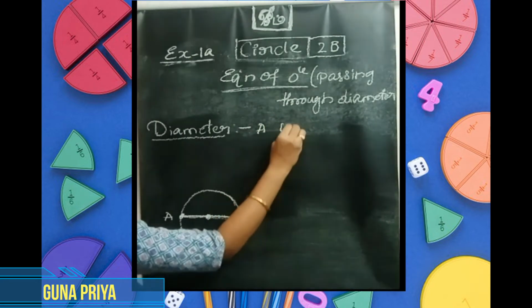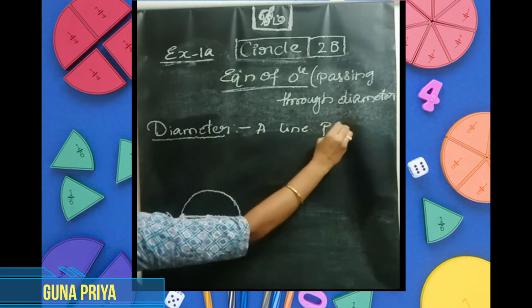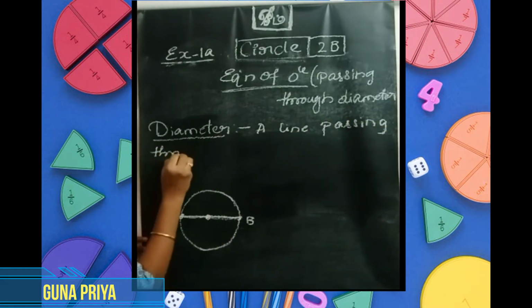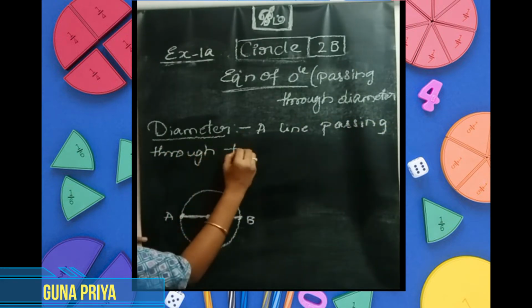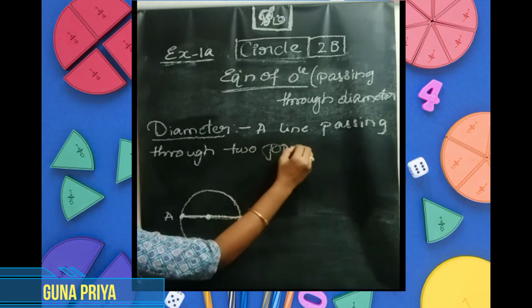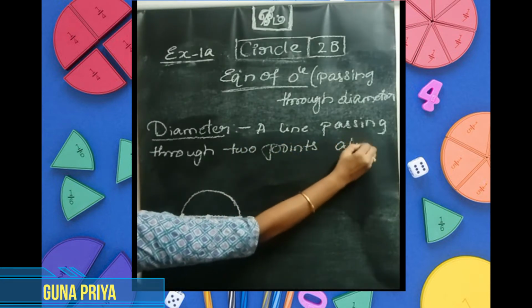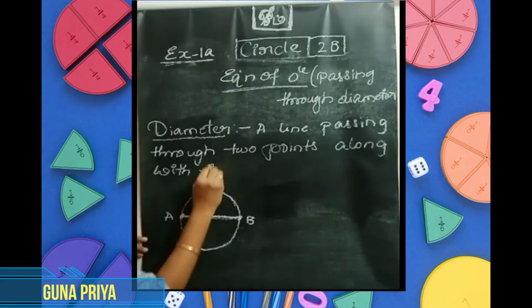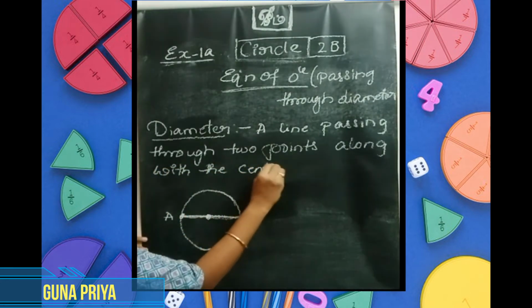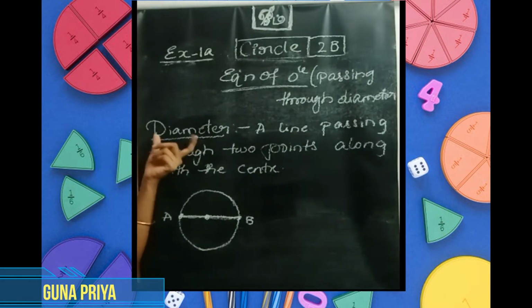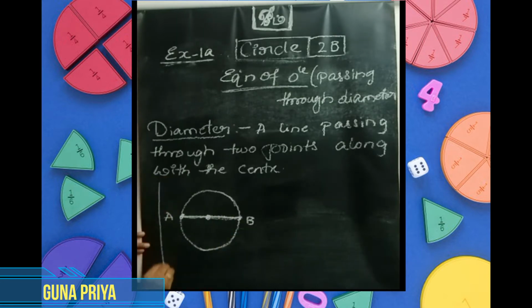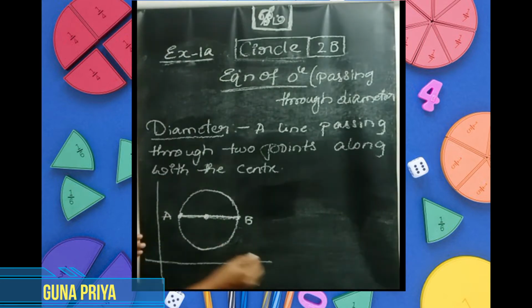A line passing through 2 points along with the center is said to be a diameter. Now we'll see the equation. Now this is the circle. We know this is the diameter. Now this is the xy coordinate system.